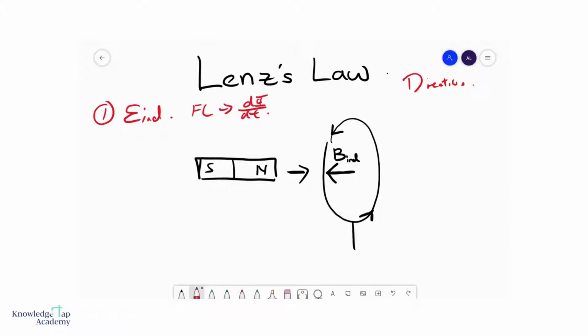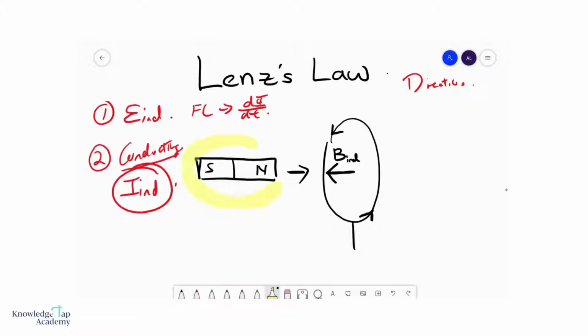And secondly, and very importantly, after you have induced an EMF, there must be some kind of conducting material in which the EMF is induced. Therefore, you can have an induced current. If you induce an EMF in a non-conducting material, there will be no induced current and there is no Lenz's law. So, consider this example over here. You have a magnet that's moving towards a conducting coil like so.